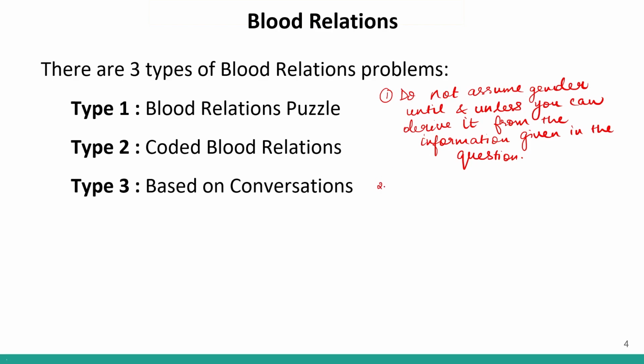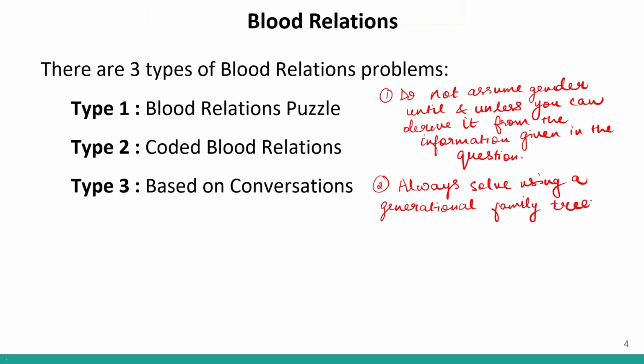Okay. Second thing that you have to remember is always solve using a family tree. Always solve using a generational family tree. So based on generations, you have to solve the question. Always solve based on a generational family tree. What is a generational family tree?